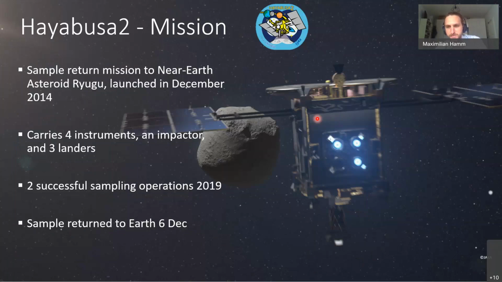Why do we study these asteroids? In particular, this asteroid Ryugu is one of the most primitive objects in the solar system, and thus understanding the material of this asteroid gives you insights into the very early stage of the solar system.